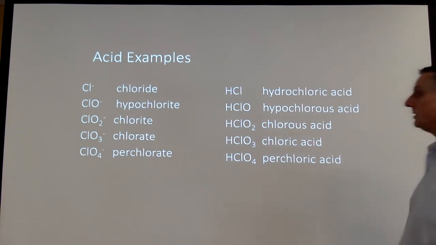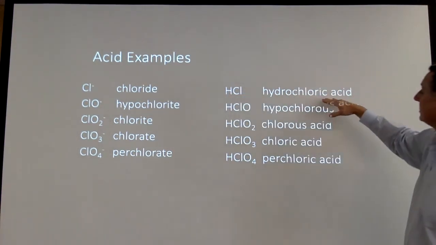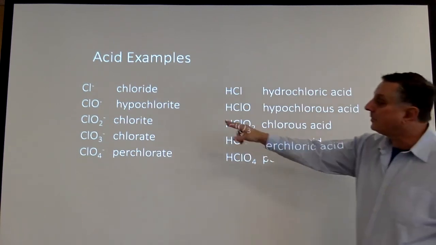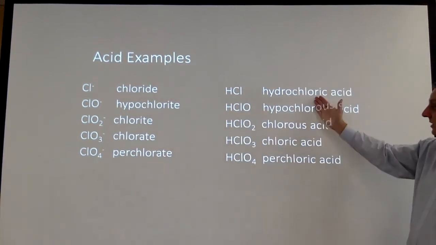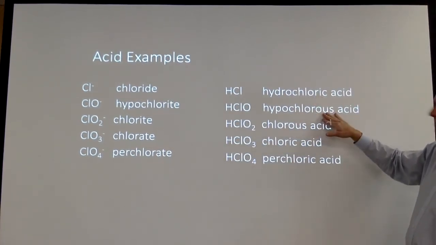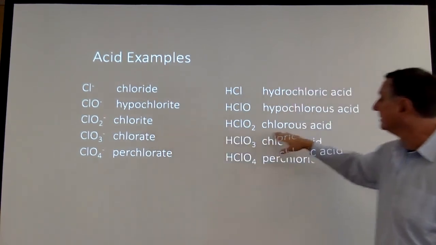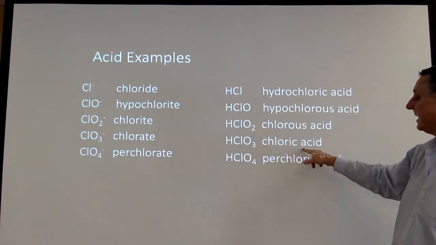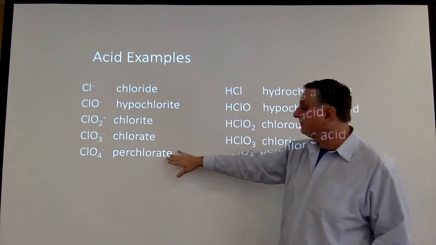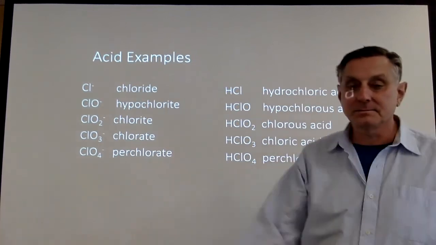So here's an example of the chlorine series. Chloride, IDE, hydrochloric acid. Hypochlorite, ITE, hypochlor, same front. The ITE gets replaced by OUS acid, hypochlorous acid. Chlorite, chlorous acid. Chlorate, now the ATE goes to the ic acid, chloric. Perchlorate, perchlor stays there, perchloric acid.